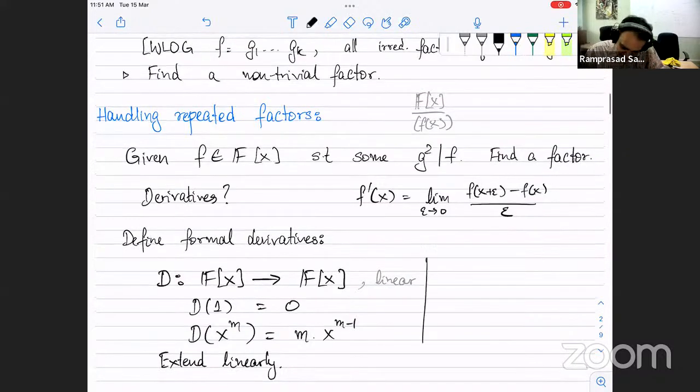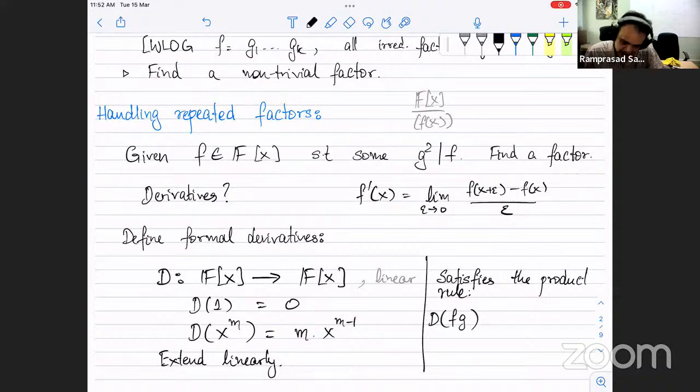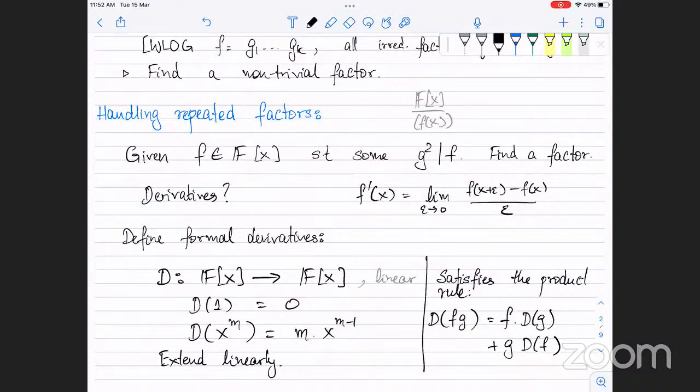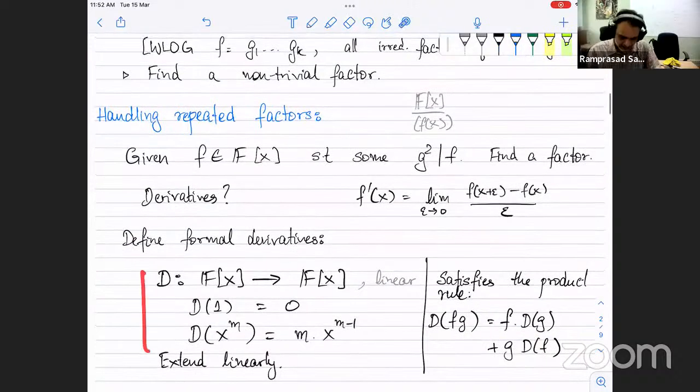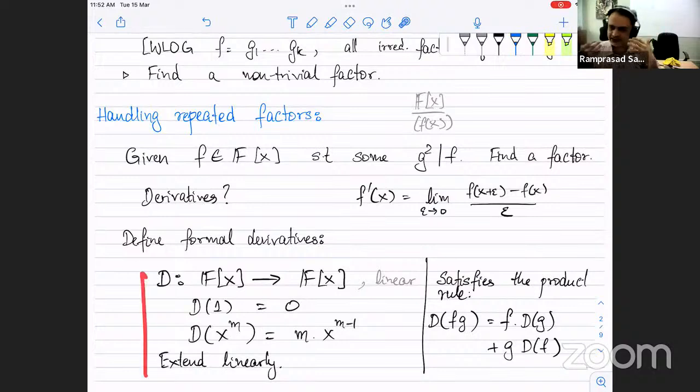Something that is actually easy to verify, and I'd like you to try it out, is that it satisfies the product rule. That is, whenever I give you two polynomials f and g, and I ask what is the derivative of fg, this is going to be equal to f times the derivative of g plus g times the derivative of f. The Leibniz rule. Of course, you have probably seen this when it was the definition, and you just need to convince yourself that the same thing holds even when this is a definition.